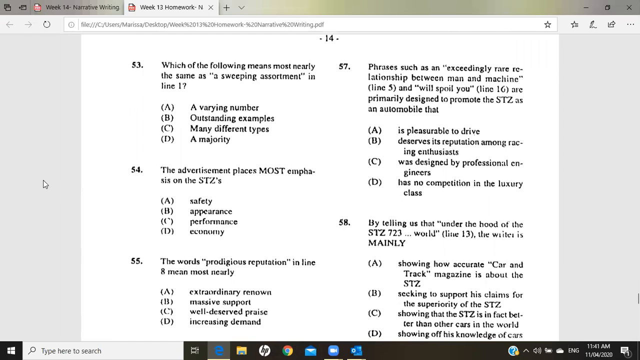53 says, which of the following means most nearly the same as a sweeping assortment in line 1? Sushmita, what do you have for number 53? We're looking for a phrase that means the same or nearly the same as a sweeping assortment. E. What do you have? C. 53, yes, it's C, because assortment means different, like a variety. So the answer is C, many different types. Good. 54 says the advertisement places most emphasis on the STZs. What, Jolan?